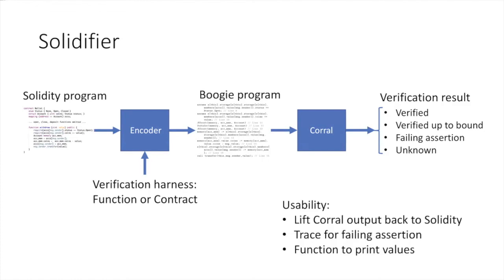And just some nice usability features of our bounded model checker is that we lift the output given by Corral, that is obviously for the Boogie program, back into the Solidity program. So you can have nice messages that reflect what the state of your actual Solidity program is. We do try to present a trace for failing assertions. And not only this, but we do have specific functions that allow you to print values at different program points. So this can be quite useful when you're trying to debug some Solidity program.